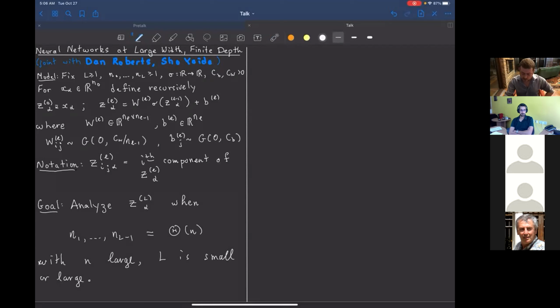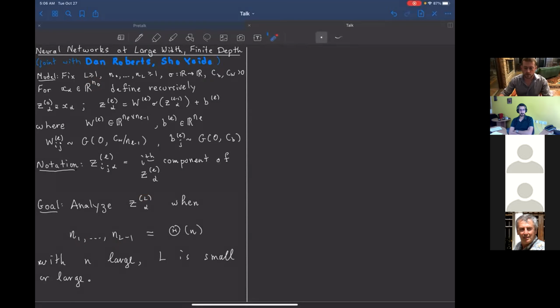Just to be clear, the way I'm setting this up is I fix this input dimension N_0. It's like the starting point. And I fix the output dimension, the final time N_L. But I take all the ones in between to be large, and you can think of them as a fixed large number N. I write it this way just for completeness. I'd like to understand what the behavior of this stochastic process actually is.